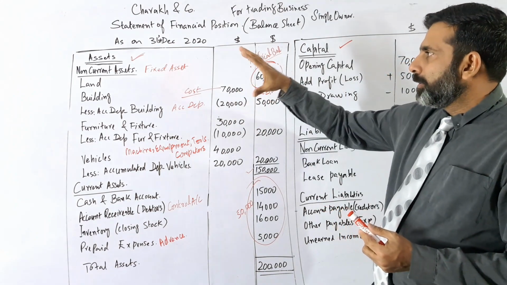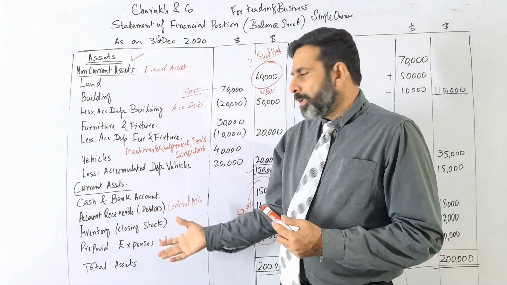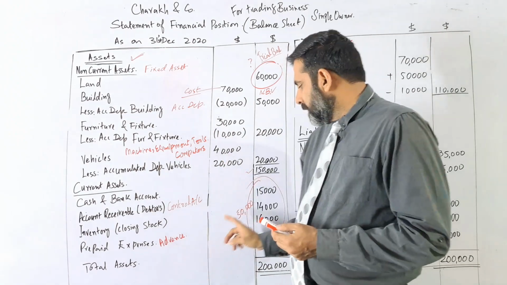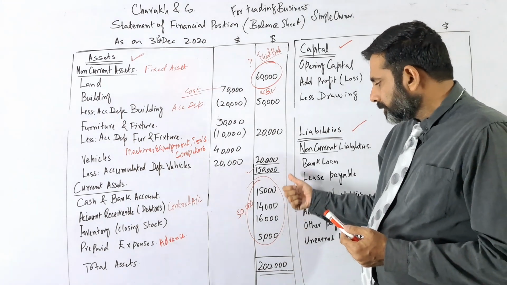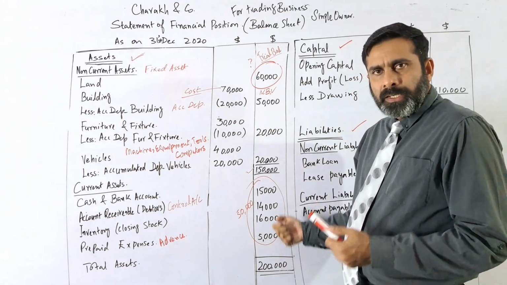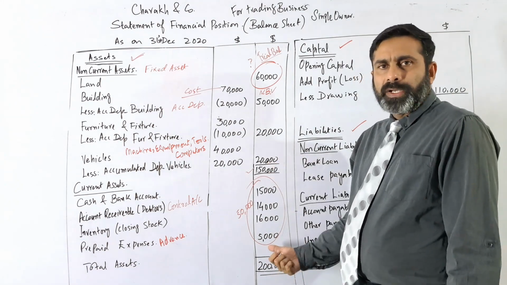So we have the non-current or fixed assets, and then we have the current assets, which are easily convertible to cash, and the total of the current asset is almost 50,000. So 50,000 current asset, 150,000 non-current assets. So the total assets will be 200,000.